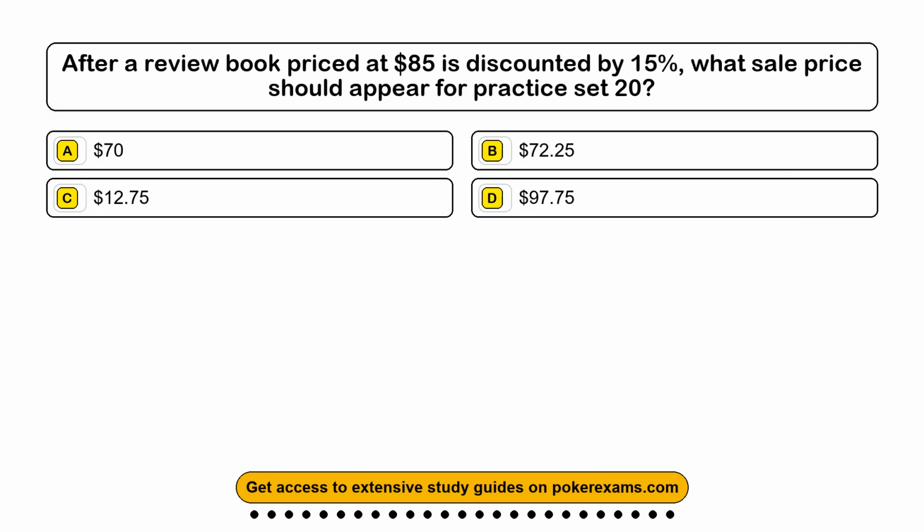Question 3. After a review book priced at $85 is discounted by 15%, what sale price should appear for practice set 20? Option A $70. Option B $72.25. Option C $12.75. Option D $97.75.